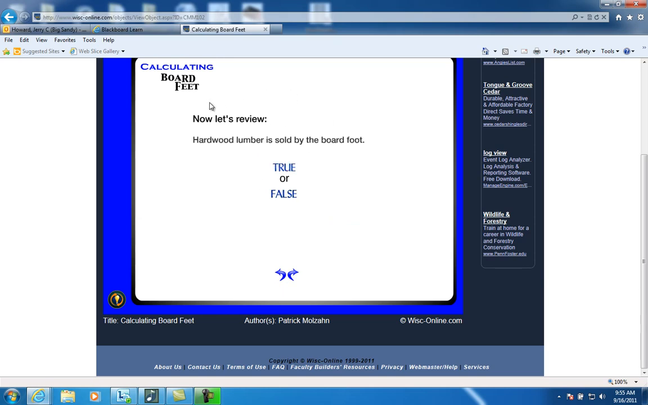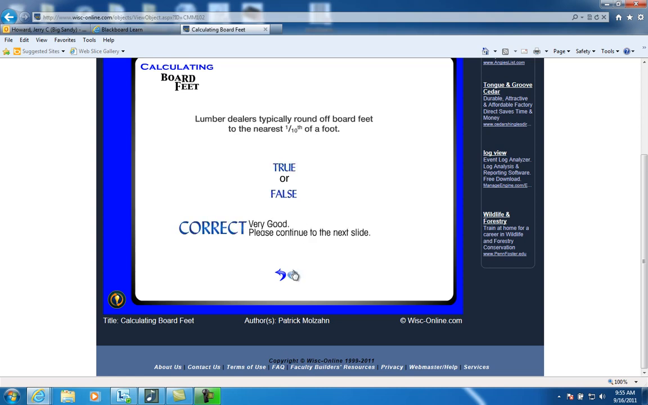And then you'll have a little quiz here. Hardwood lumber is sold by board feet. That is true. Lumber dealers round off board feet to the nearest tenth of a foot. False. Remember, it's whole numbers. One board foot is equal to a piece of wood 1 inch thick by 12 inches wide by 12 inches long. This is true. Remember, it's just a volume problem.